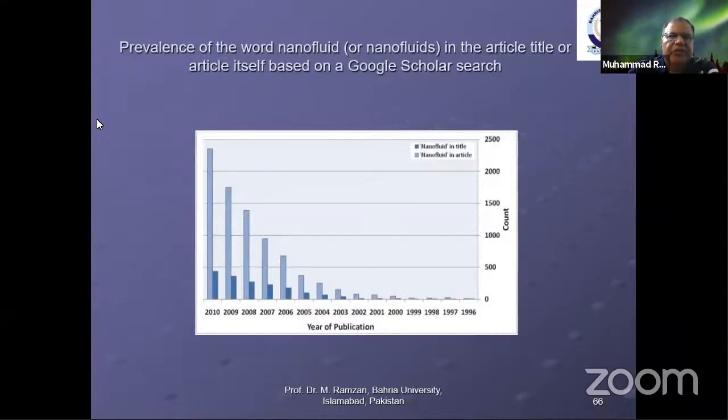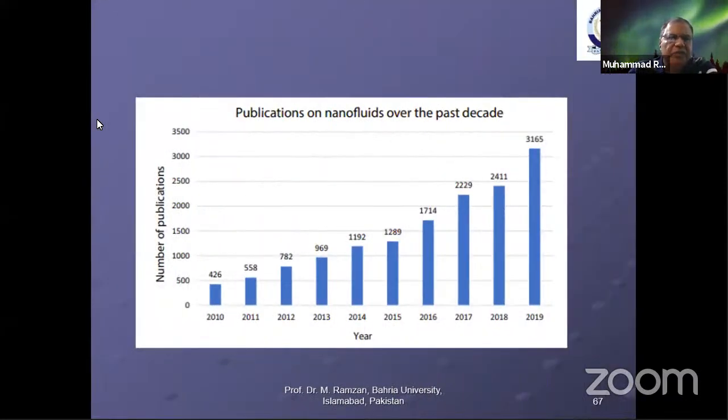You can see nanofluids in the title and nanofluid in the article, and you can see nanofluid in the title as this dark blue line, and the number of articles is approaching, let's say, around 2300, starting from, let's say, 200 like this one. How rapidly, there is still a big margin. This is data from 1996 to 2010, and if we move further ahead from 2010 to 2019, you can see the number of paper publications in the past decade is 3,165. You can say exponentially the growth is there in the number of papers, and still there is a big room for improvement in nanofluids in this area.